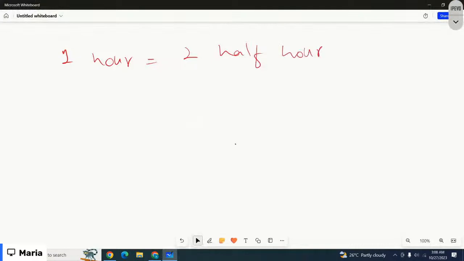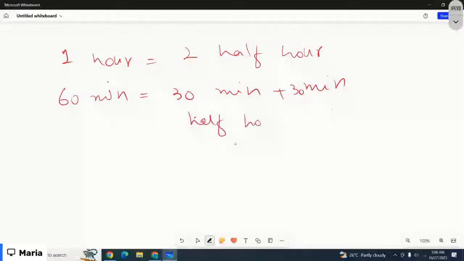1 hour means you have 60 minutes, and 60 minutes equal 30 minutes plus 30 minutes. Each 30 minutes is a half hour. When you add them, they make 2 half hours. So in 1 hour you have 2 half hours.